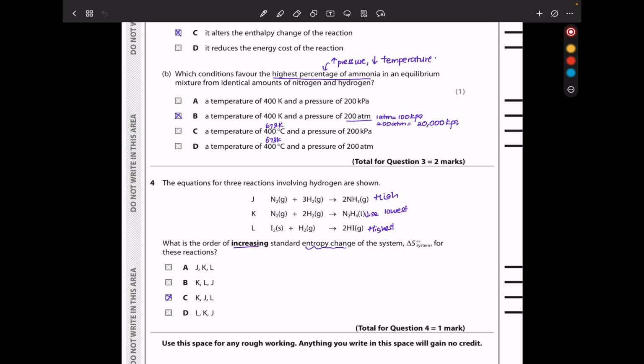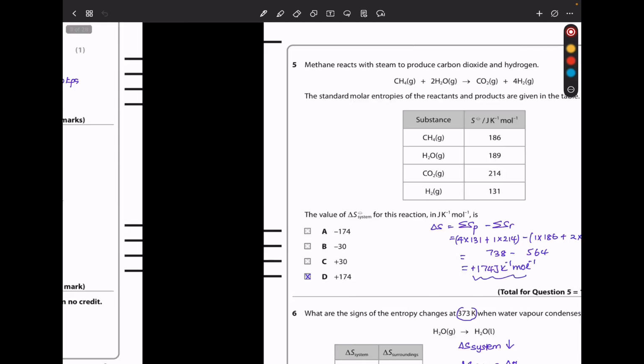So in increasing order, it's going to be K, and then we go to J, and then L, so the answer should be C.